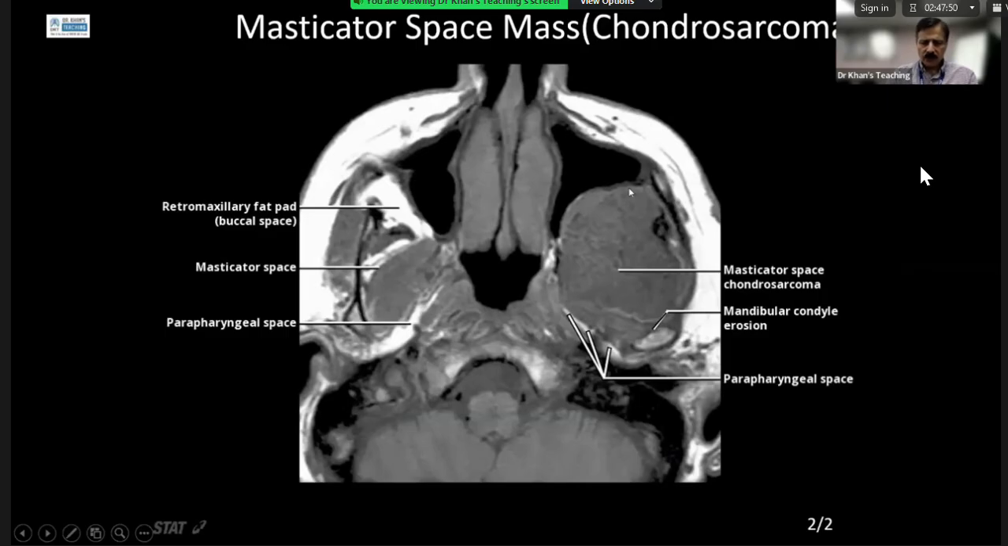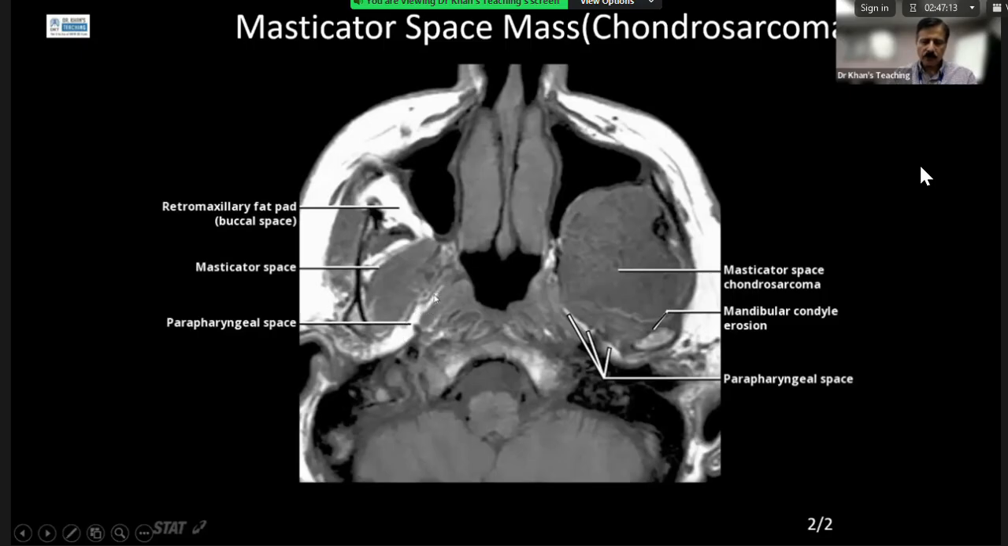So the first thing is, ask yourself which space is involved. It's a good idea to compare it with the right side when you're not experienced with the other side. So you can see that this is the mandible, and these are the muscles of mastication. Here, there is a mass which is replacing the muscles. The muscles are not visible. And then it is causing indentation on the maxillary sinus like this. And the key point is the parapharyngeal space.